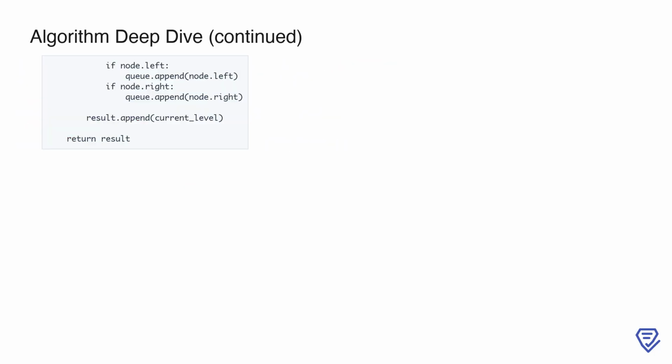The Python implementation of this algorithm is both concise and easy to follow. We first handle the edge case where the tree is empty by checking if the root is None. If it is, we return an empty list. Otherwise, we initialize the result list and a queue, using Python's collections.deque for efficient FIFO operations. The outer loop runs as long as the queue is not empty.